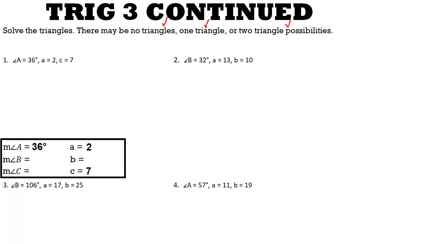And then we are going to set up the law of sines. We're going to say sine of 36 over 2 equals the sine of big C over 7. All right, we're going to cross multiply and we're going to see what we can do. We're going to get 2 times the sine of C equals 7 times the sine of 36. And then we're going to have to divide both sides by 2.